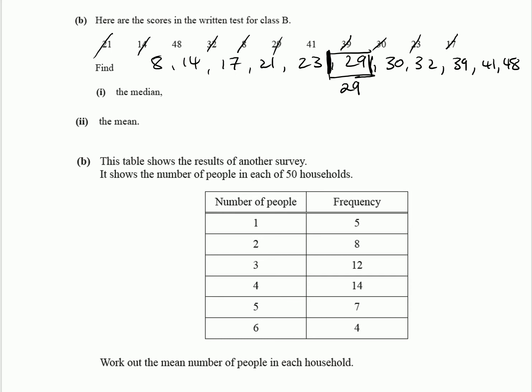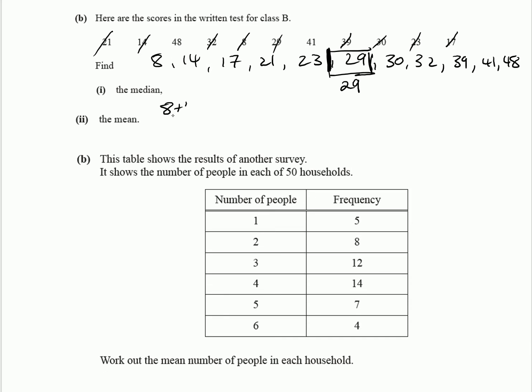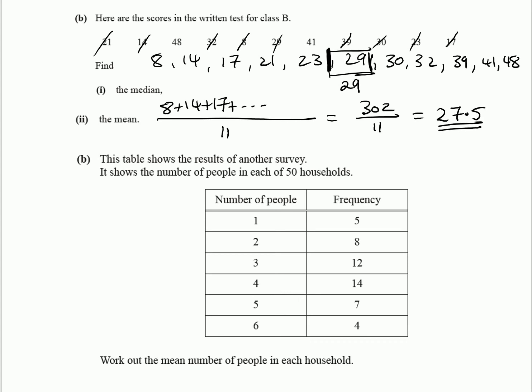Now to find the mean, I'm going to add all these results together and divide by 11. So I've got to do 8 plus 14 plus 17 all the way along that list, and then divide by 11. I'm going to do that now. So adding all those numbers up got me 302. 302 divided by 11 gets me my mean. Remember, I'm dividing by 11 because there are 11 numbers in the list. And that's coming out as 27.5 if I round to 1 decimal place.